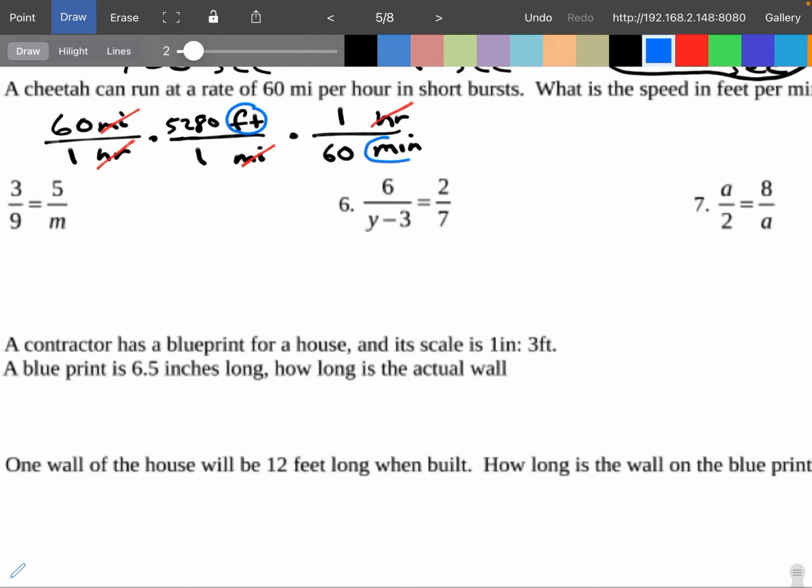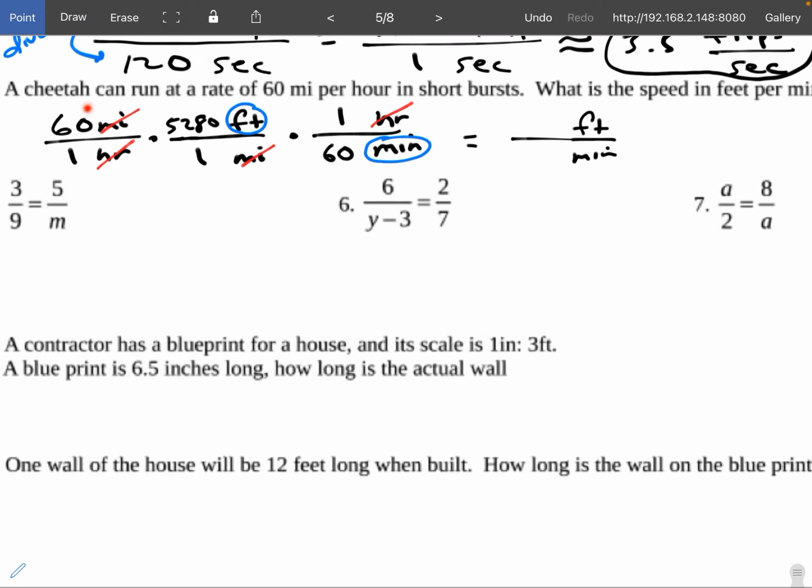Okay. So now the only units you have left, you have feet in the numerator, right? And you have minutes in the denominator. So that means your answer is going to come out in feet per minute, which is what we wanted, right? All right, so then how do you do this?